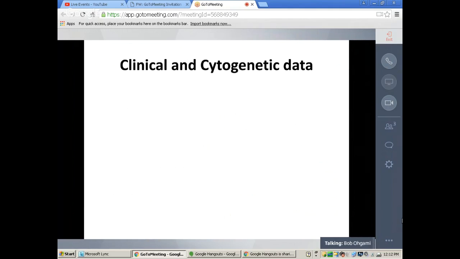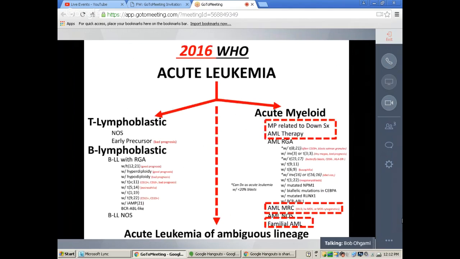Clinical and cytogenetic data is also very important for the subclassification of acute leukemia. Clinical information is in particular important for subclassification in acute myeloid leukemia, and I highlight this with the red box area. Down syndrome patients may have acute leukemia, and that causes them to fall into a category of acute leukemia related to Down syndrome. If a patient has a history of chemotherapy, then that can cause them to enter into a subclassification of acute myeloid leukemia known as therapy-related acute myeloid leukemia.